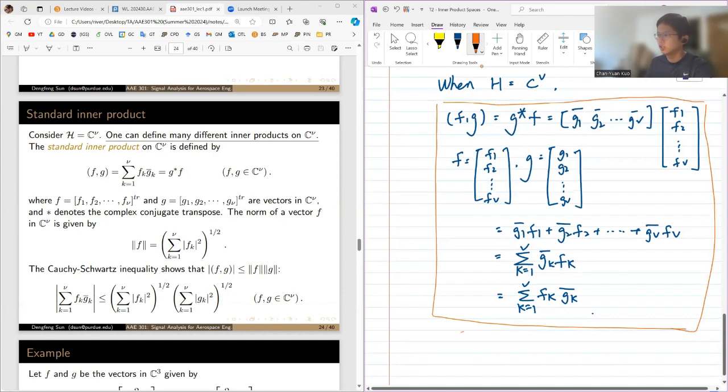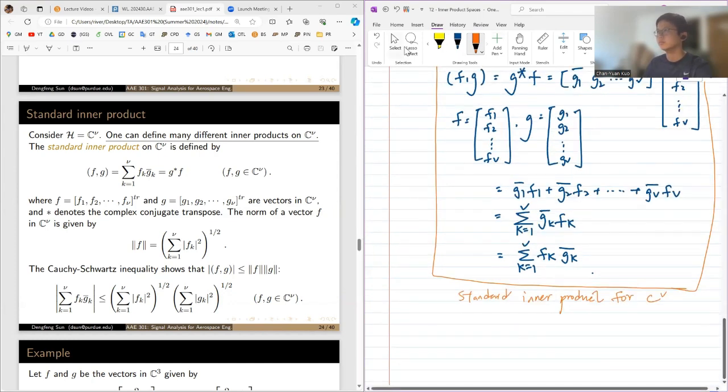This is the standard inner product for C^ν. So now that we have defined the standard inner product for C^ν, we can now have another expression for the norm of a vector in C^ν.